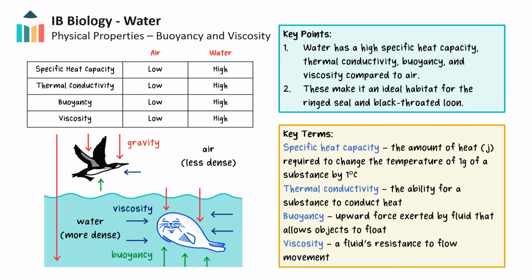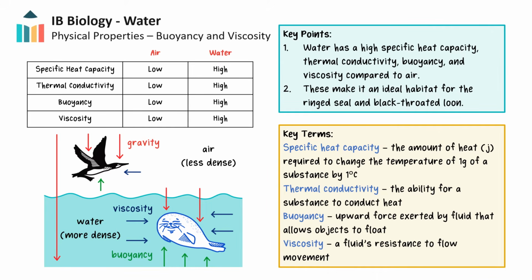Furthermore, the seal swimming is more efficient because of water's viscosity. This is the resistance a liquid has to flow. As a liquid, water is viscous, where air is not. So it provides resistance when the ringed seal's flippers push against it, propelling the seal forward.